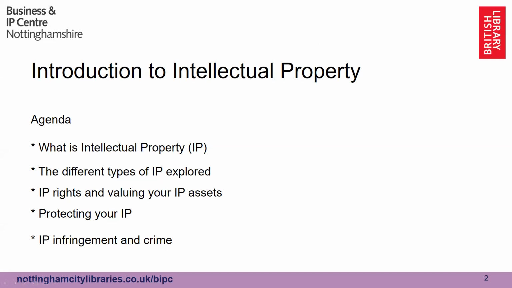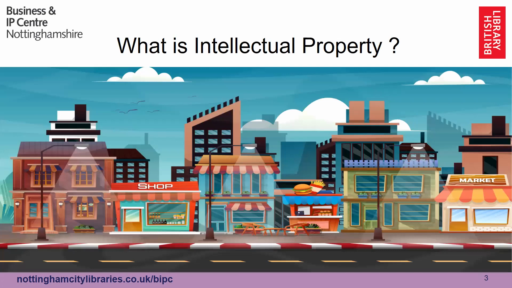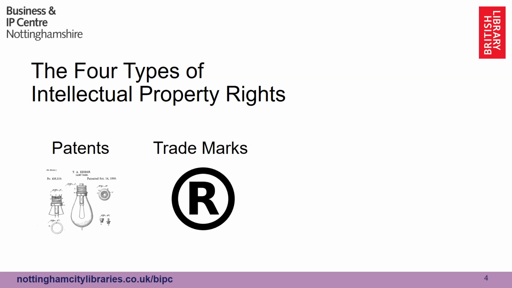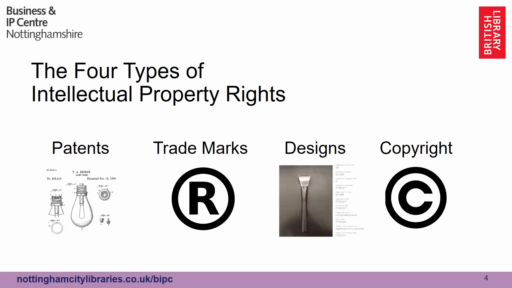So firstly, what is intellectual property? Intellectual property or IP is all around you. You cannot see it or touch it, but if you own a business, then it's likely you will own some IP. There are four types of intellectual property. They are patents, trademarks, designs, and copyright. So let's dig a little bit deeper and find out more about each of these four types.